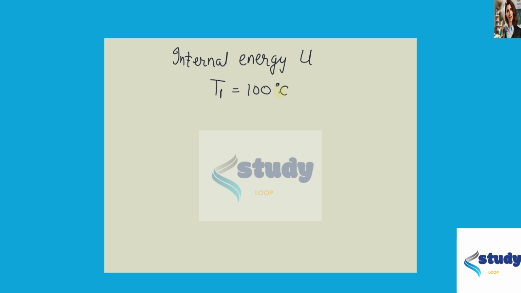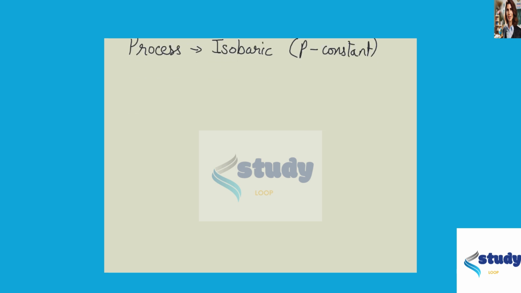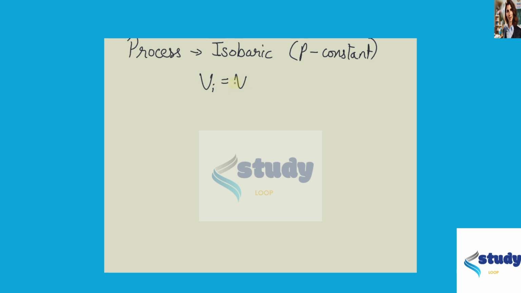So it undergoes an isobaric expansion. So the process is isobaric. Isobaric means pressure is constant. So that its volume doubles. Let's say V1 is the initial volume and V2 is the final volume, which is 2 times V. This is what is given in the question.